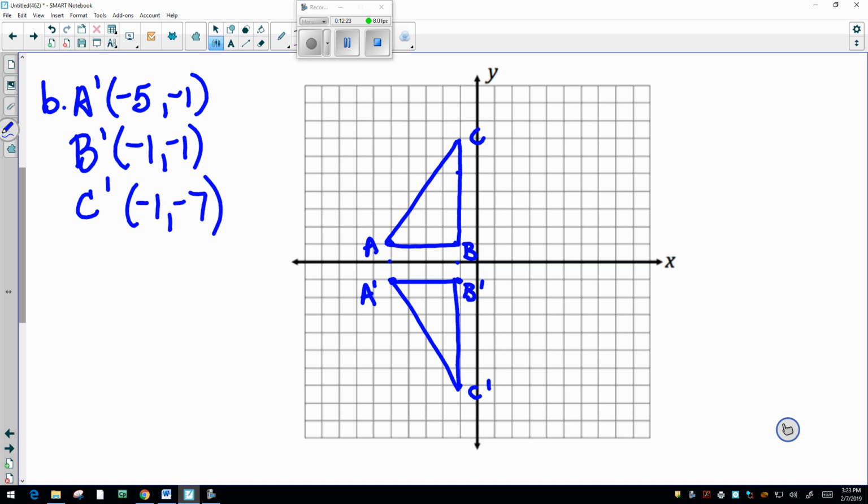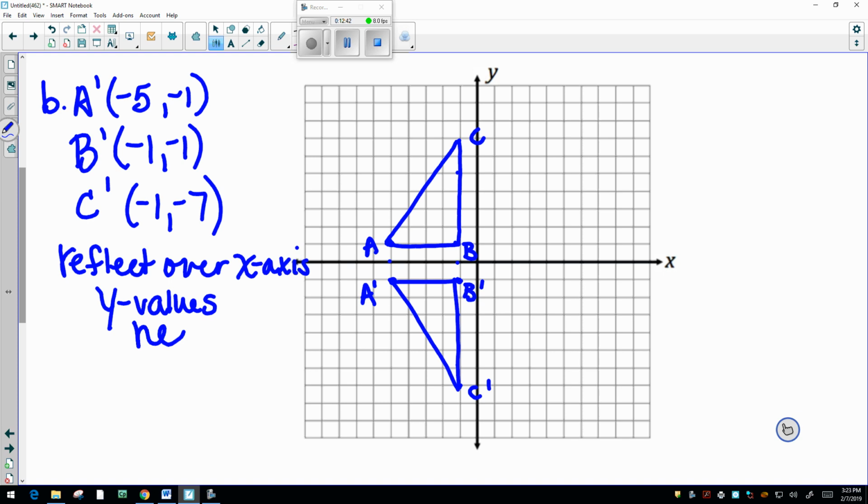So if we were to compare these with our original values, we can see when we are reflecting over the x-axis, the only thing that's changing is our y values are now negated. So maybe that's a rule that we want to keep in mind. If I reflect over the x, I want to think change the y.